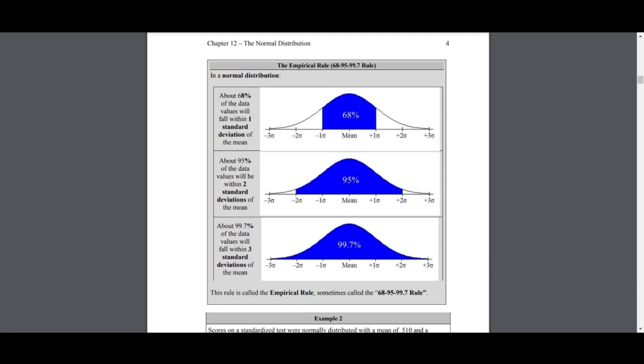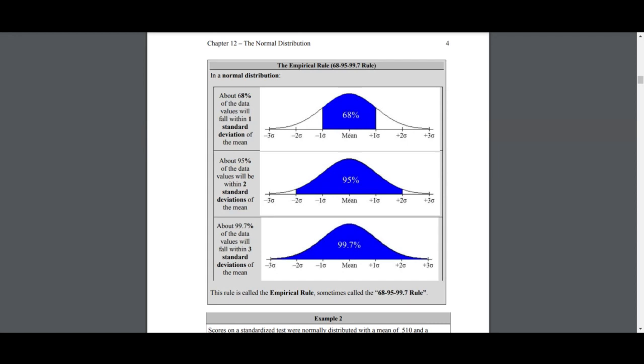So again, you can see that if you go within one standard deviation to the left and one standard deviation to the right, so if you take the mean and subtract a standard deviation and add a standard deviation, about 68% of the data falls within a standard deviation of the mean. That's really what I'm trying to say here.